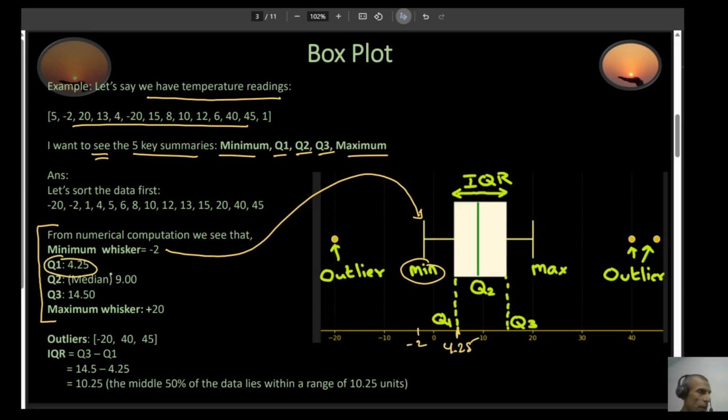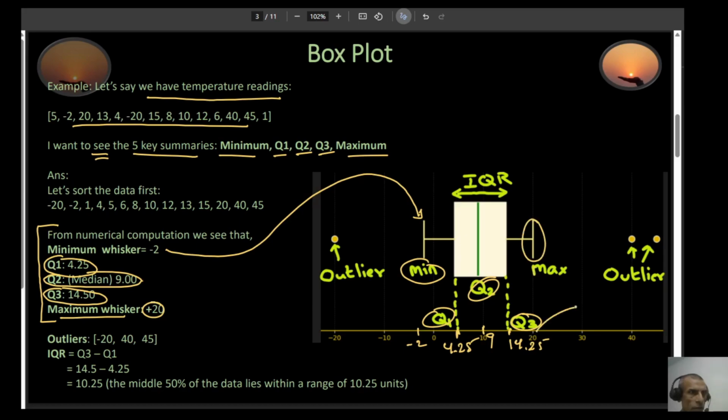4.25. Then I have Q2, which is my median. That would be 9. So if you come down, this would be right here, 9. All right. Then I have Q3, which is 14.5. That would be right here, 14.5. So I know my Q1, Q2, Q3. I plotted them. And then plot your maximum whisker, plus 20. That would be this right here. So if you drop it down, this value would be over here. This would be plus 20.